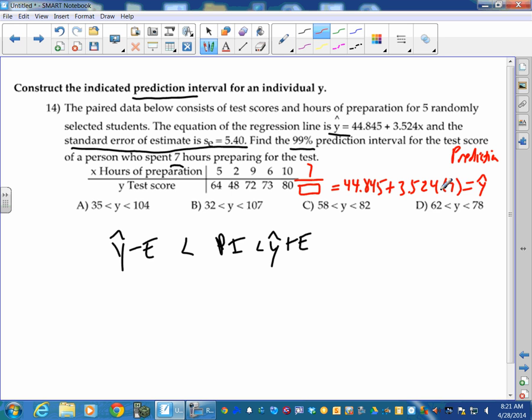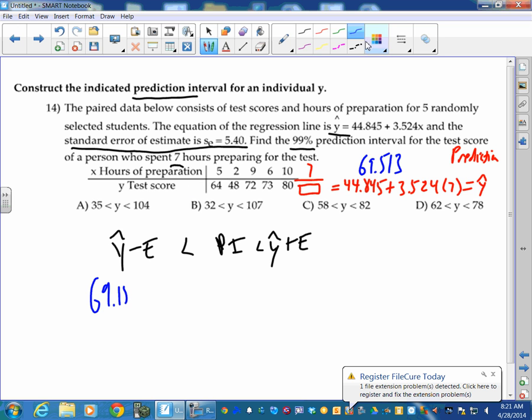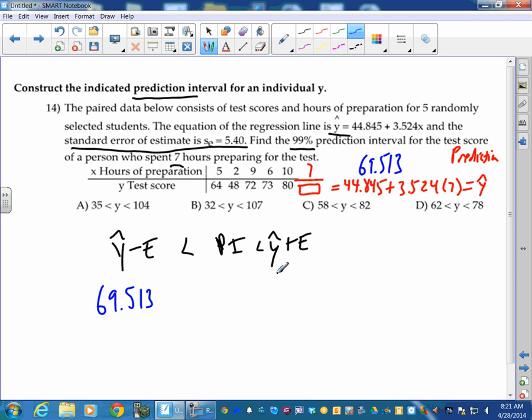That's where somebody's going to have to open their calculator and punch some buttons. Anybody else get that? 69.513. Obviously that's not any of the answers, but 69.513 goes in for Y hat. This is Y hat, and what is E in the problem?